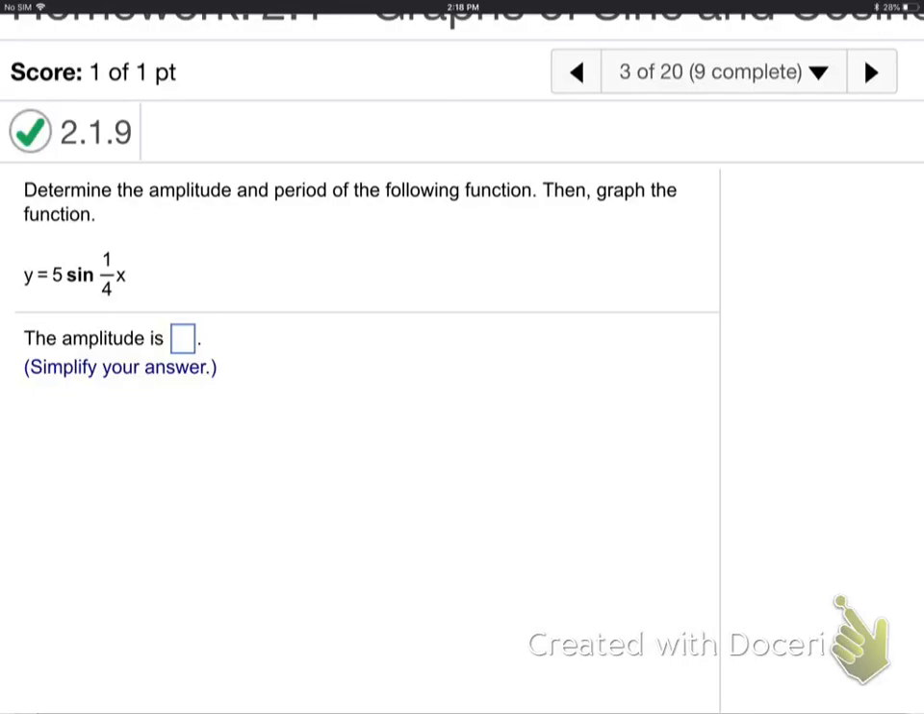All right, so how do we do 5 sine of 1/4 x? This one's going to have a little more complexity to it. So first off, let me write it up here. 5 sine 1/4 x. What's the 5? That's the amplitude. We know that. No big deal. Now, let's figure out the period.